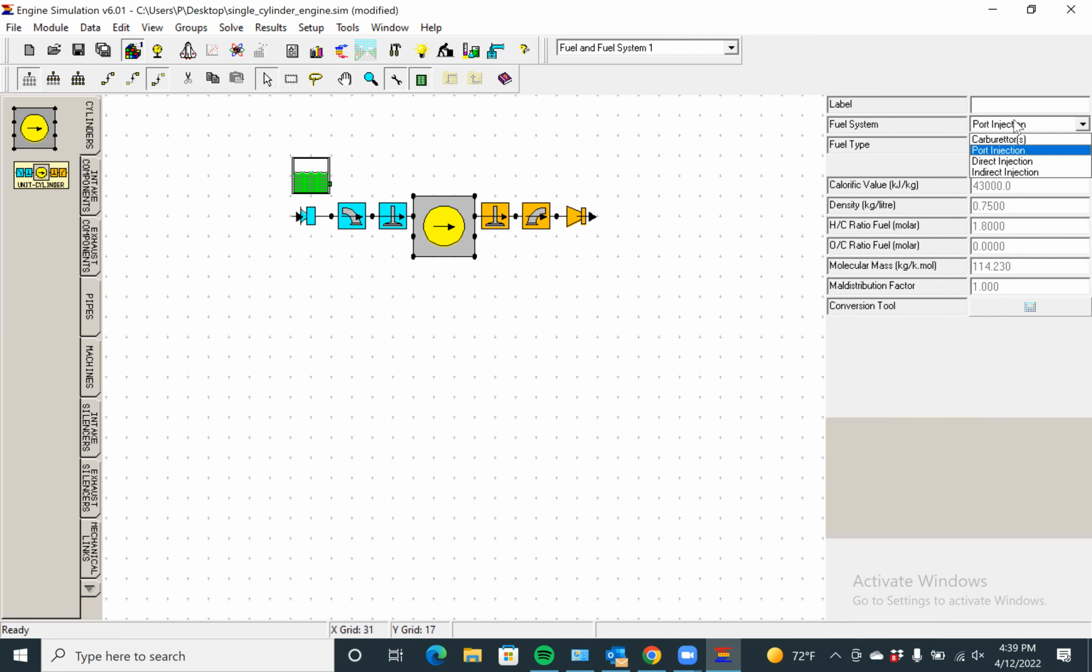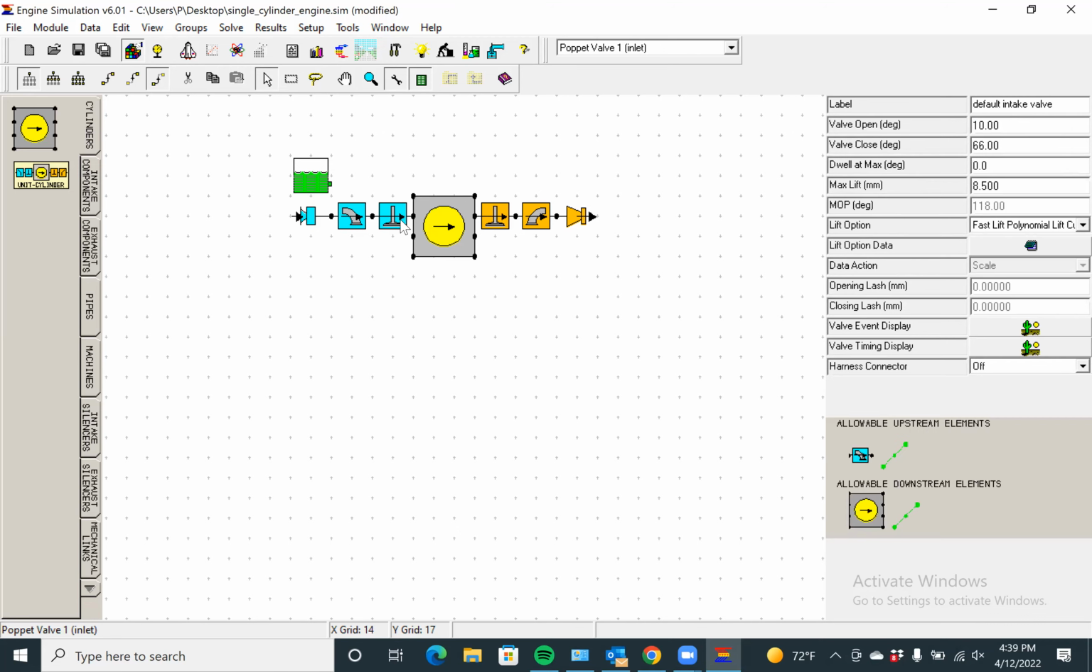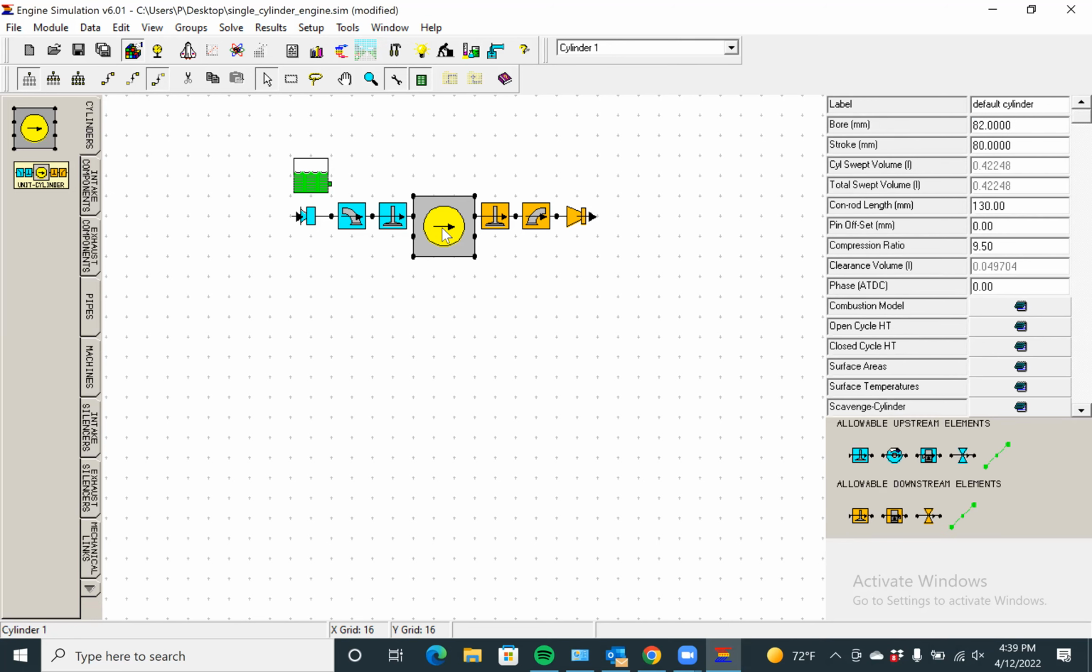Then depending upon whether the fuel is carbureted, whether the fuel is port injection or direct injection, I think the fuel there is carbureted. So we'll change these parameters. And then what we would do is, we'll try to approximate the valve dimensions, and then we will change the dimensions of piston and cylinder assembly.